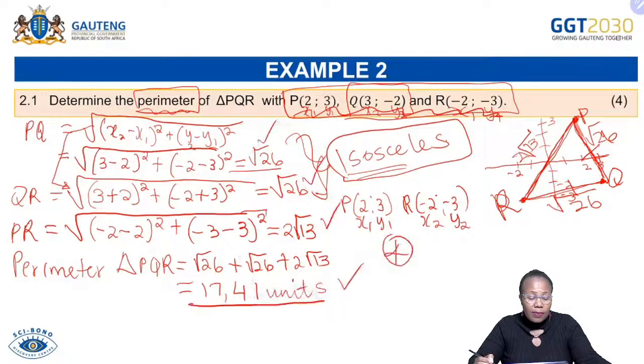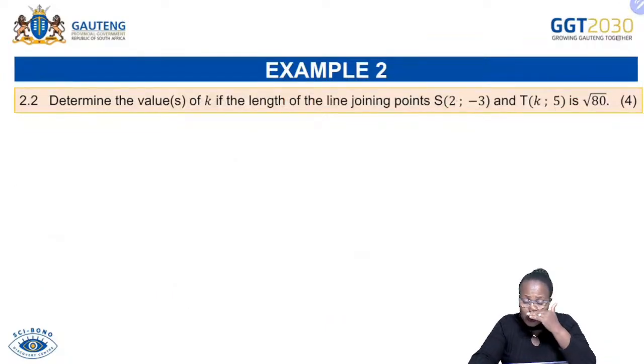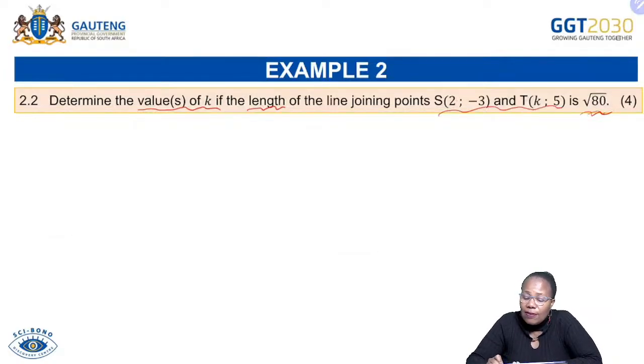Okay, let's continue. 2.2. They say determine the value or values of K if the length of the line joining point S and T is square root of 80. That means we are given a length between these two, and it is given as square root of 80. They say find the value of K. Can you see now? We need to apply the distance formula to find the unknown, because they need that value of K.